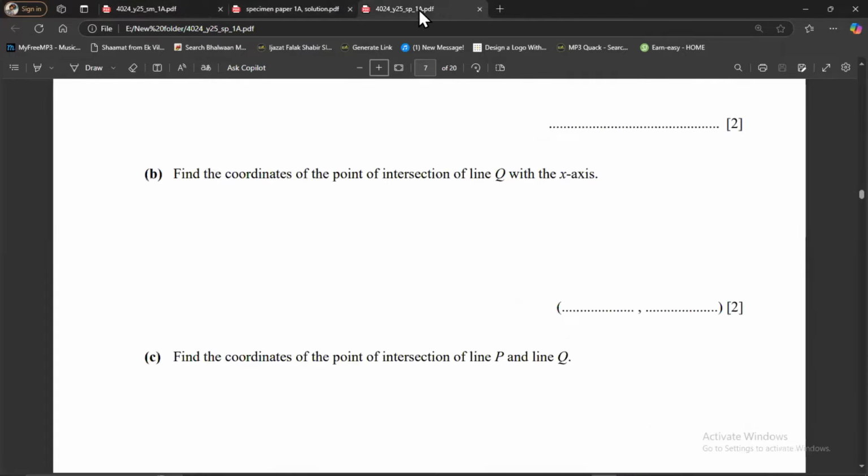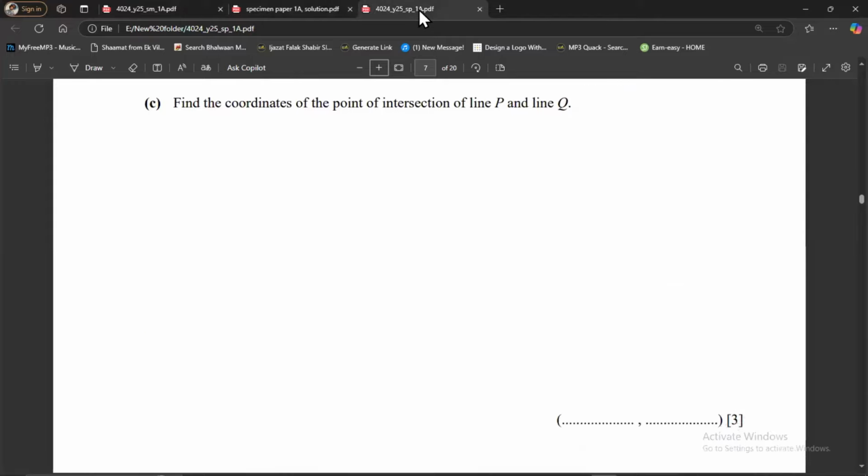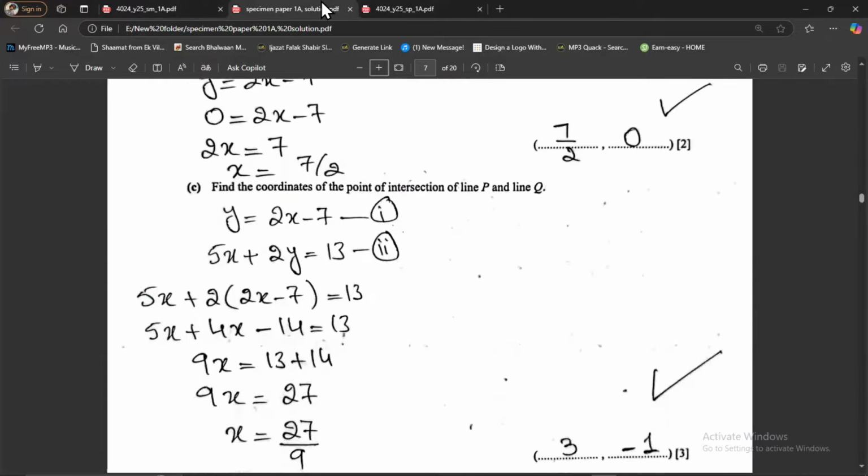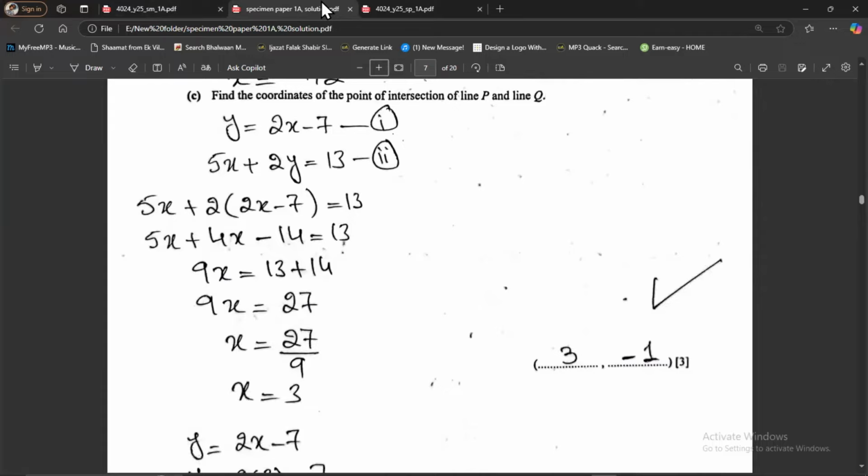Then we have the question number 9. It's C part. He says, find the coordinates of the point of the intersection of the line P and the line Q. You know the equations of the line P and the Q, they both are given. So if we know the equations of the two lines, we can find the coordinates of the point of intersection. We solve those two equations simultaneously.